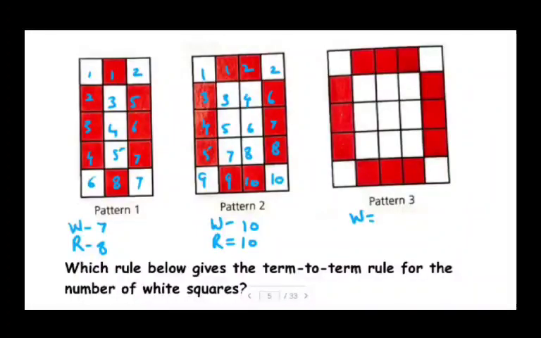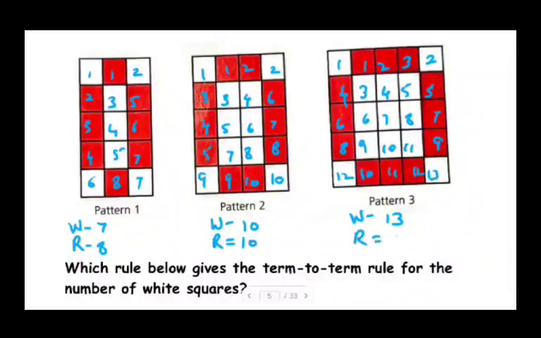How many white here? 1, 2, 3, 4, 5, 6, 7, 8, 9, 10, 11, 12 and 13. So 13. And red: 1, 2, 3, 4, 5, 6, 7, 8, 9, 10, 11, 12. So red 12. So let's discover 7 and then 10 and then 13.